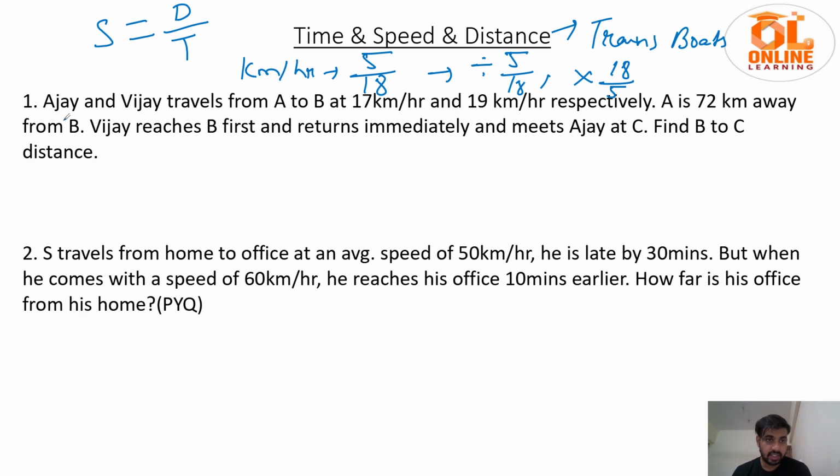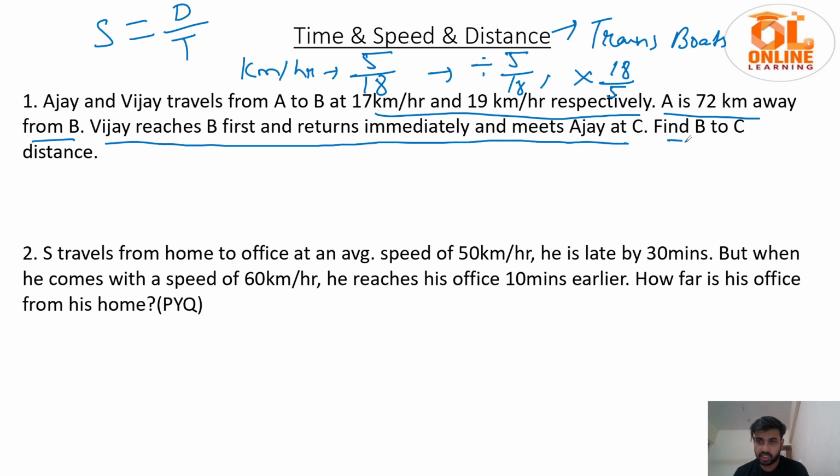Ajay and Vijay travel from A to B at 17 km per hour and 19 km per hour respectively. A is 72 km away from B. Vijay reaches B first and returns immediately and meets Ajay at C. Find the B to C distance. Understand the question. This is the complete trip. This is A, this is B.